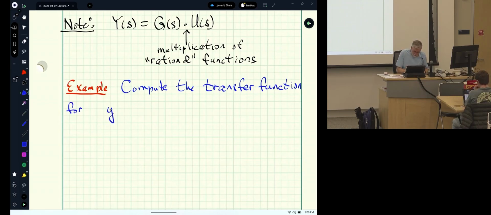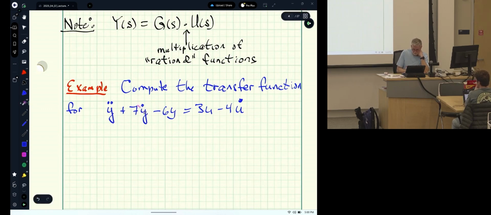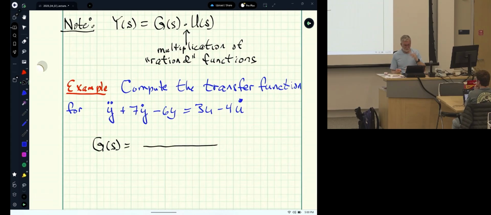and I don't want one with too many numbers in it, and I want the numbers to be nice. Okay, so suppose that's the input-output model. Linear differential equation, constant coefficients, and now I want to write down G of s. Okay, so you guys fill it in, and then I'm going to fill it in, and you see if you get the same thing.